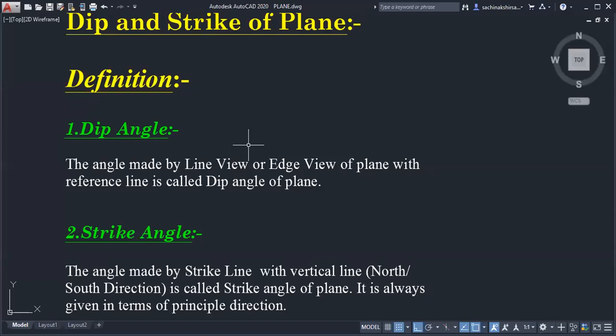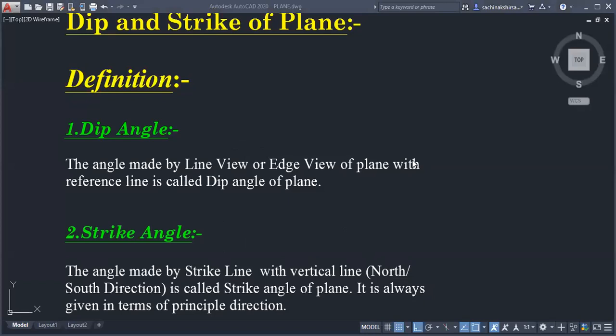Can anybody read the definition of dip angle? What is there on the screen? Who will read the definition? Only we have to read, nothing else.